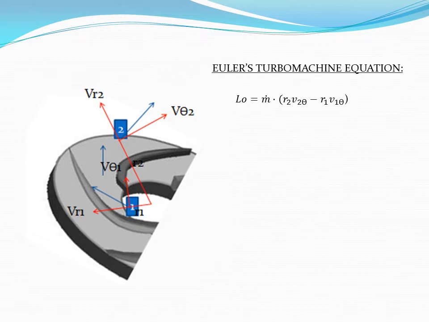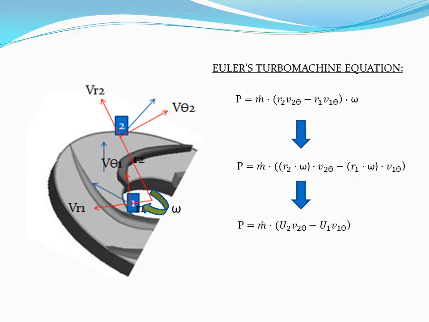But we know that the rotor of the turbomachine is rotating with an omega velocity, so if we consider this detail in the previous equation, we will transform the torque into a power. The term omega times r is called drift velocity.